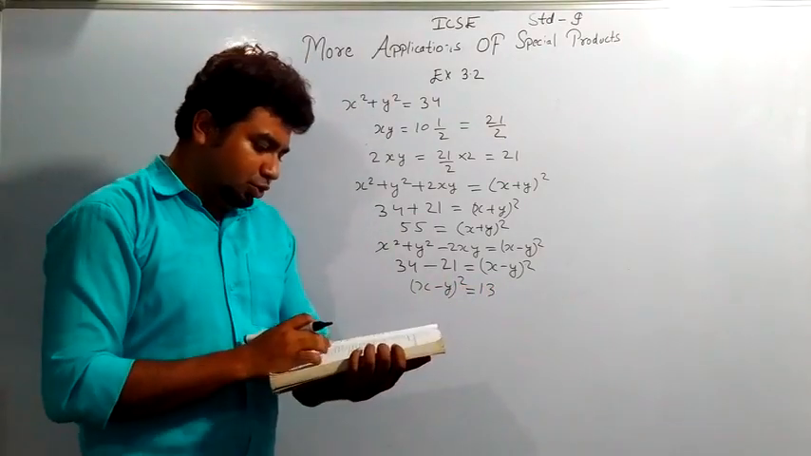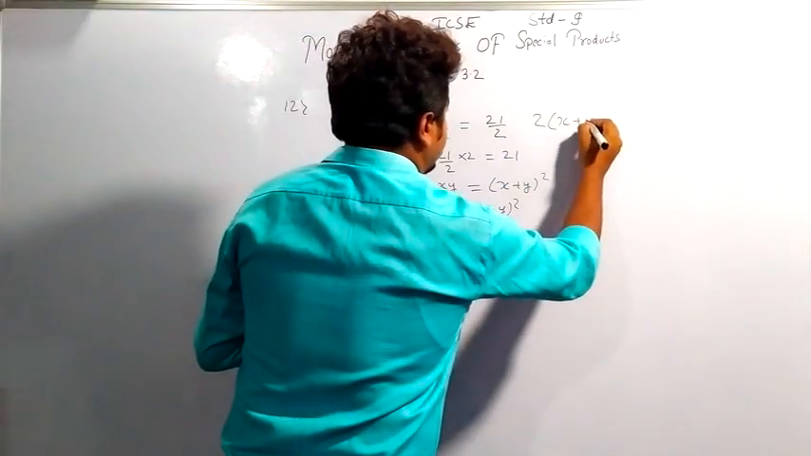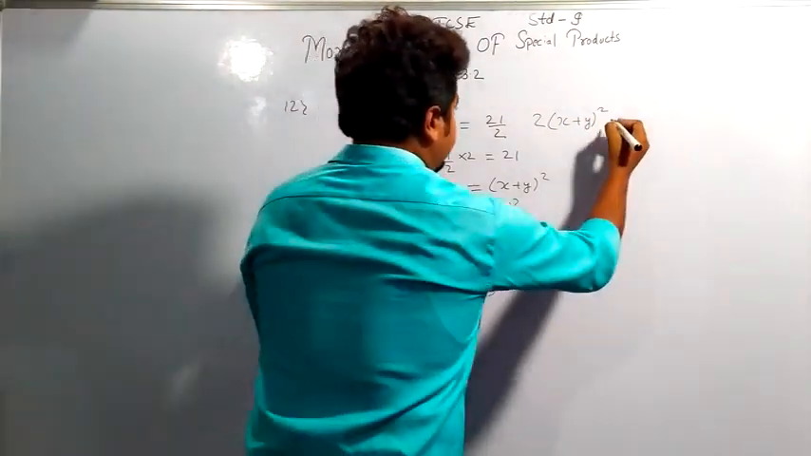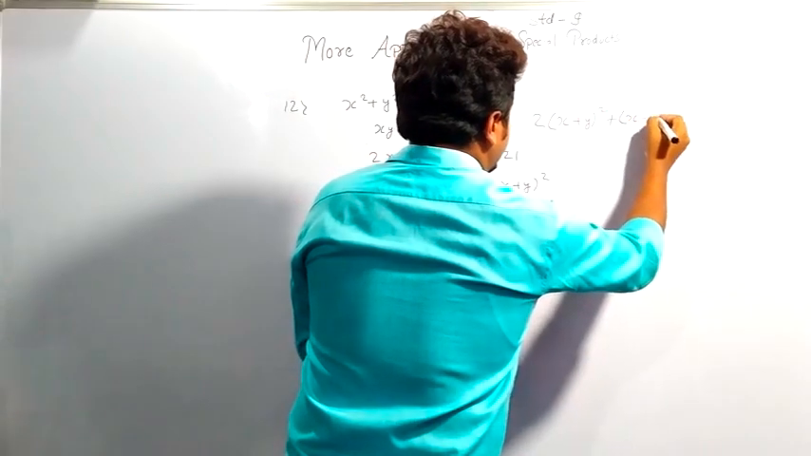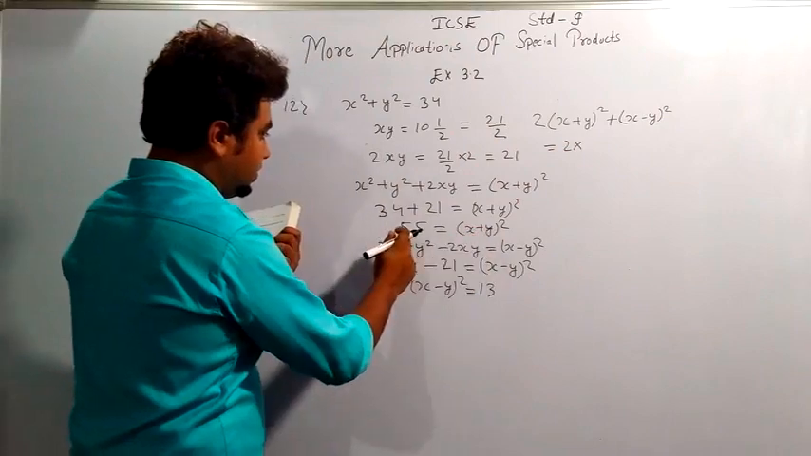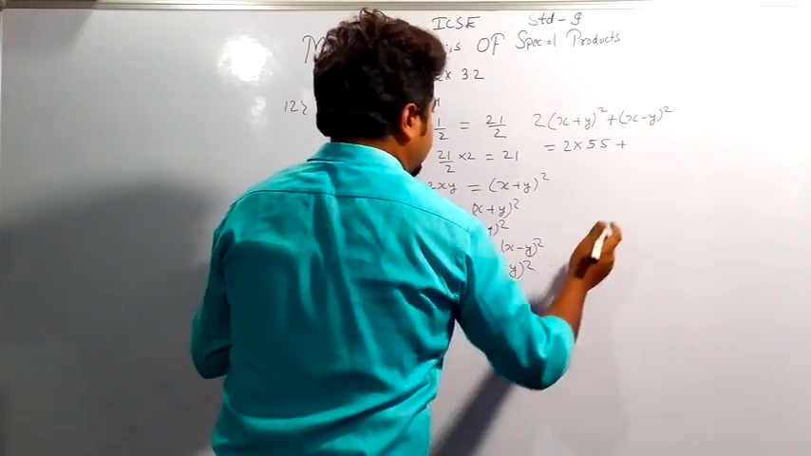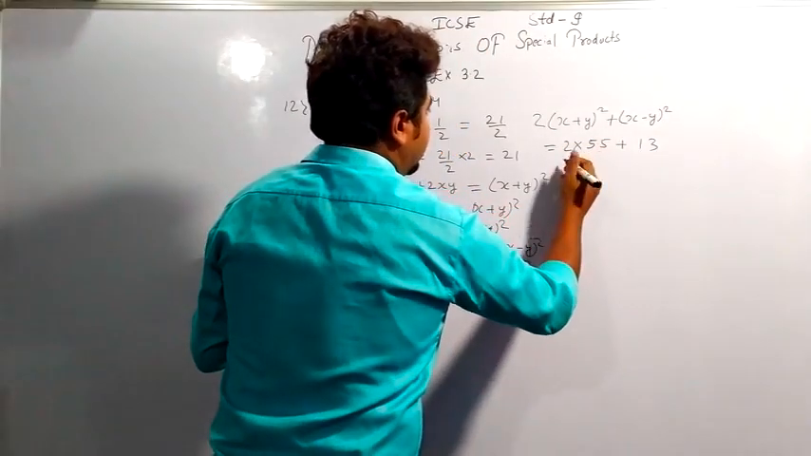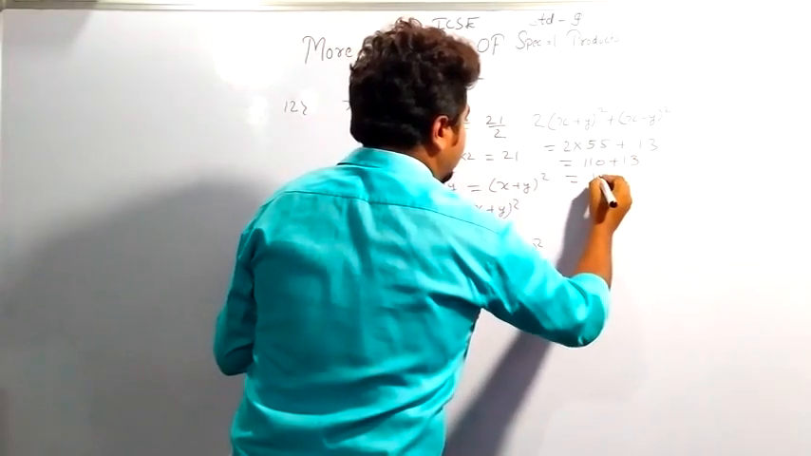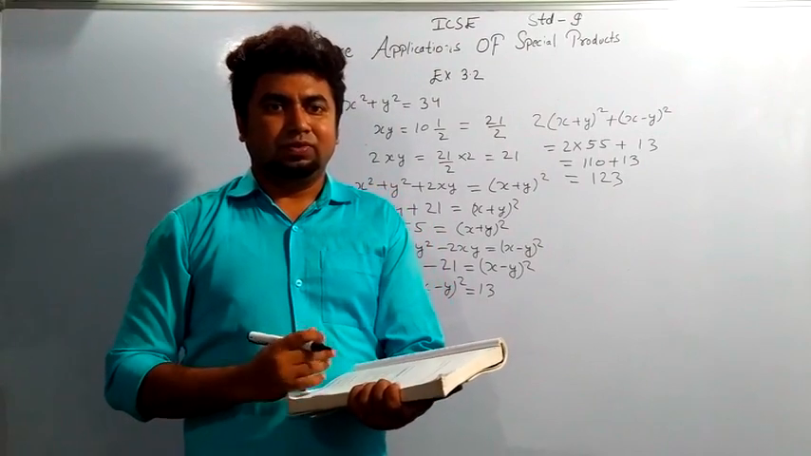Now we have to find 2 times x square plus y square, that is x plus y whole square plus x minus y whole square. So from here we can substitute: x plus y whole square value we have got is 55, and this is 13. 55 into 2 is 110 plus 13, which is equal to 123. This is question number 12. Now we'll be moving to question number 14.